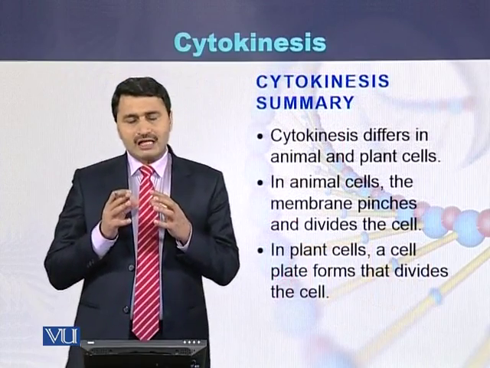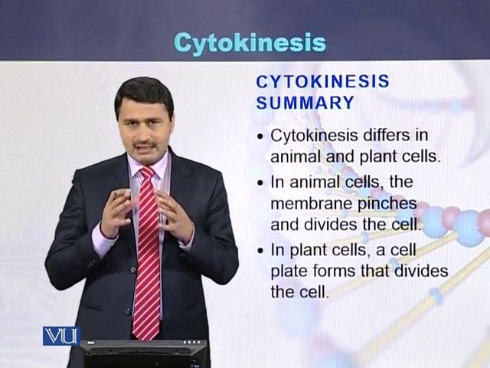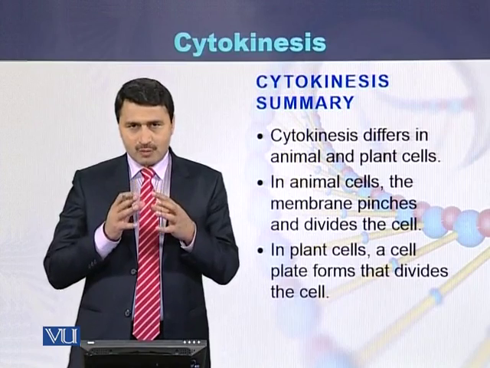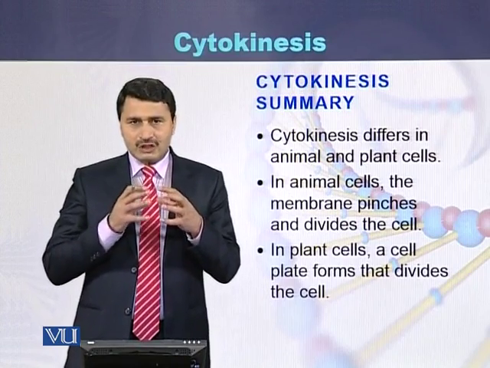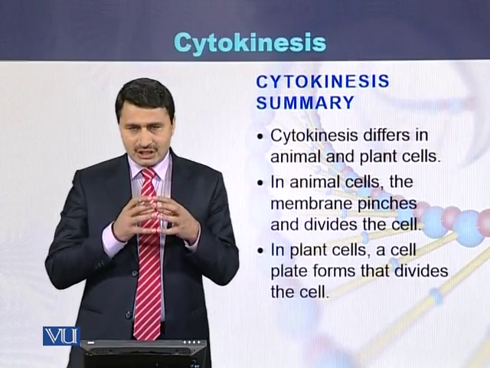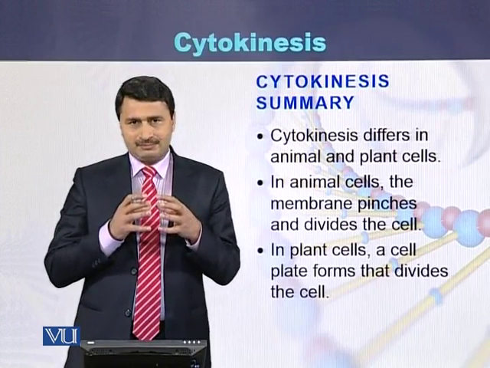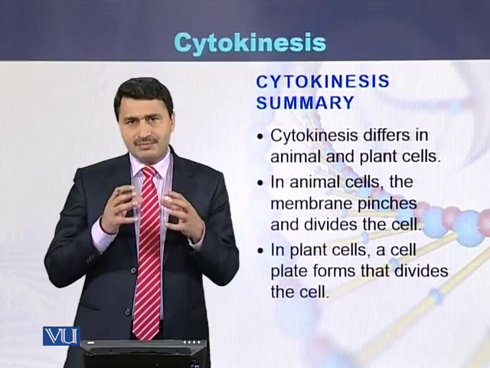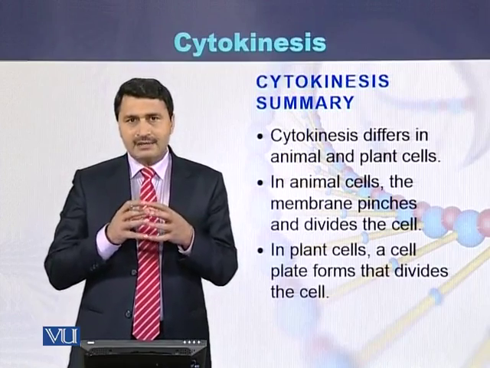If we conclude, cytokinesis is a process that converts the cytoplasm into two daughter cells. Each of the daughter cells contains its nucleus, genetic material, and all other cell organelles. But there is a difference between cytokinesis in the animal cell and in the plant cell.